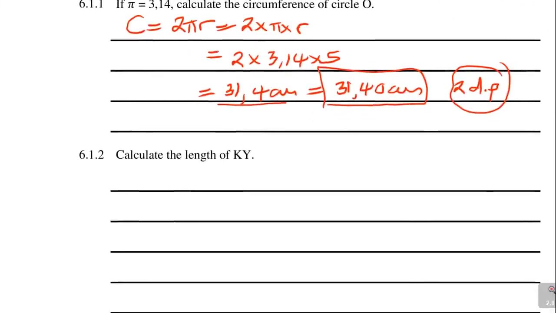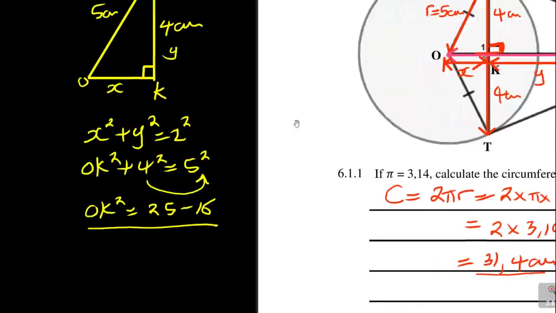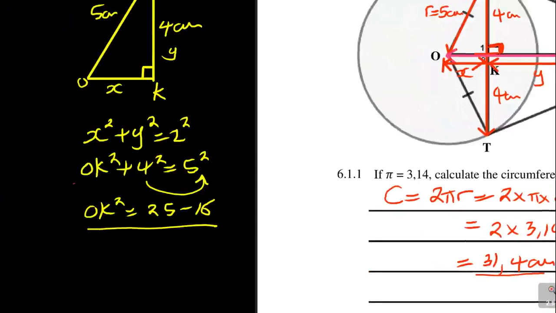Some like it like this. When they do it, they write OK squared is equal to 5 squared minus 4 squared. They already see that this is the smaller side, so it will be the bigger side minus the smaller side. They want to jump this stage. They want to move straight to 5 squared, which is 25, minus 4 squared, which is 16. Are you getting that?